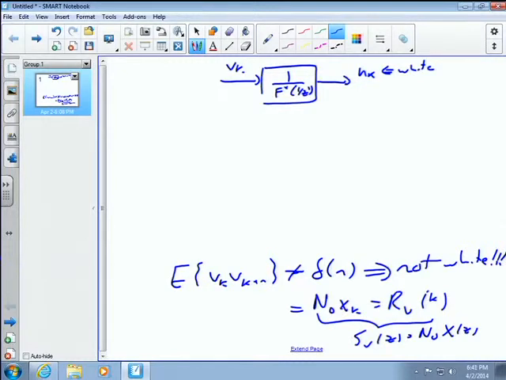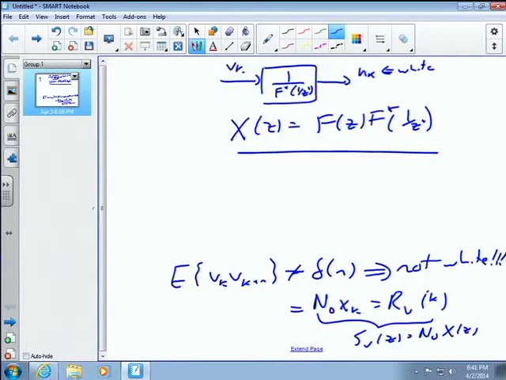Now, how do we get this? Well, for instance, it turns out that if we design F such that X(z) is equal to F(z) multiplied by the complex conjugate of itself, F*(1/z*), so if we can come up with something like this, and we know what X(z) is equal to, we can accomplish getting a whitening filter. So this here we call a whitening filter.